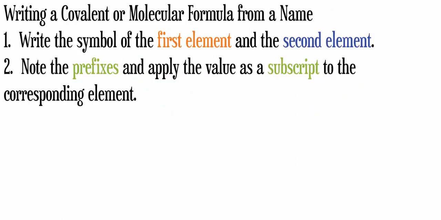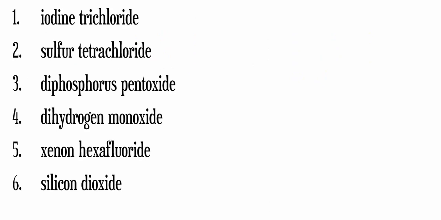Writing a covalent or molecular formula from a name. Write the symbol of the first element and the symbol of the second element. Note the prefixes and apply the value as a subscript to the corresponding element. We'll go about this systematically.